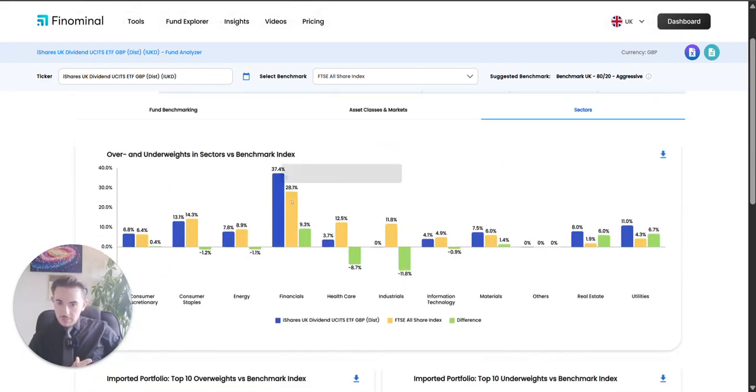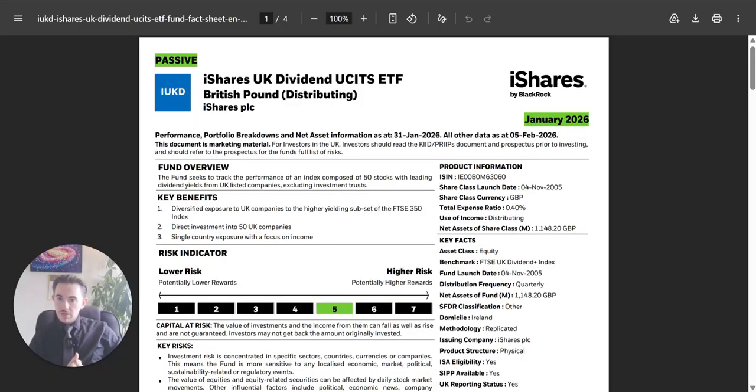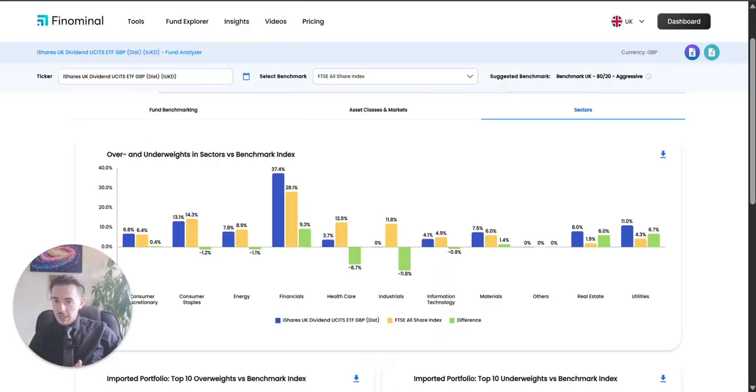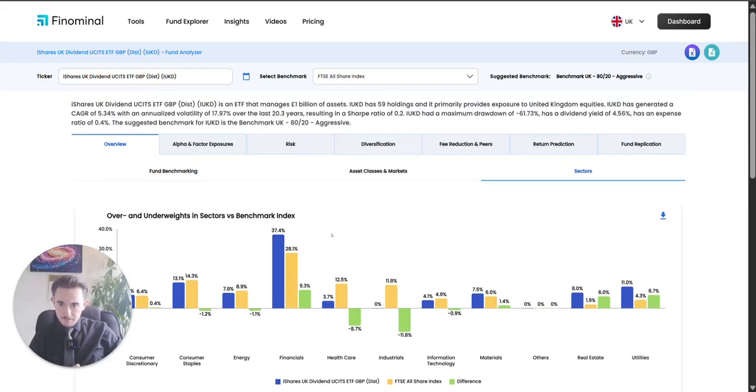So certainly seeing a sector bet in financials with 37.4% of this fund invested in financials. Other notable sectors being consumer staples and utilities. Also quite notable as well, having no investment in industrials versus the All Share index, and considerably less holding in healthcare as well. I think that's certainly worth noting, especially when we go back to the fact sheets where this says to have a diversified exposure to UK companies. Whilst we've seen that from a market cap perspective, maybe not as much from a sector perspective, as I think that's financials bet is worth noting, is what I would say.